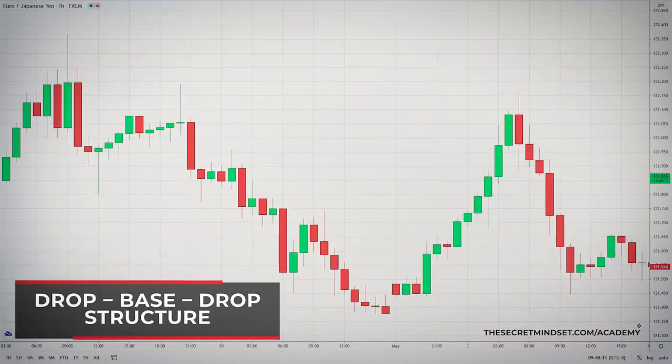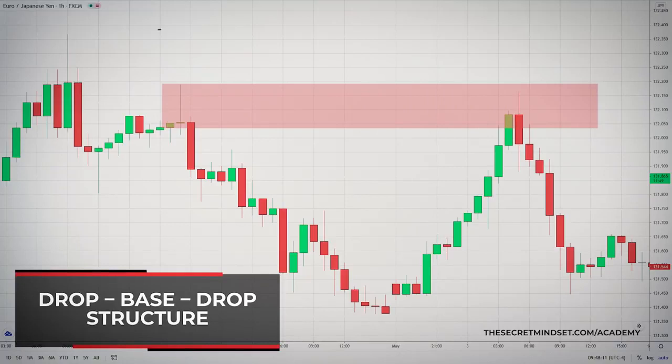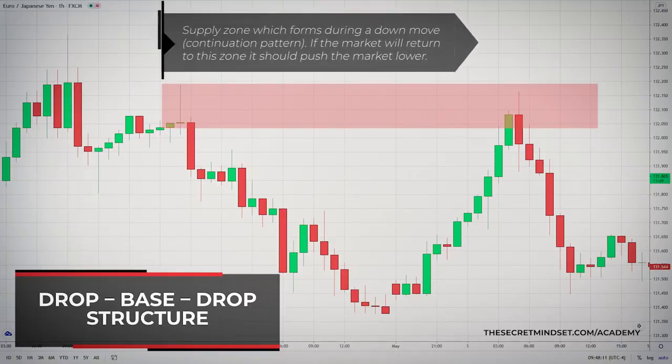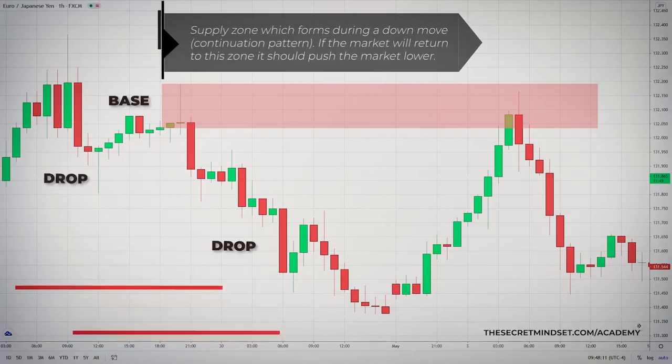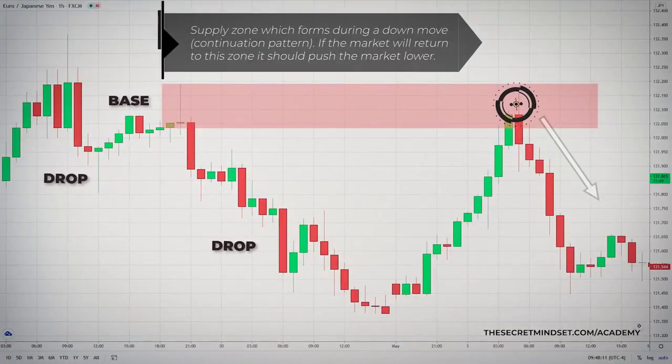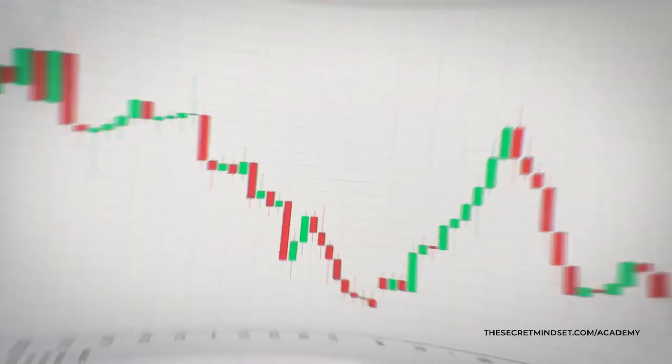The drop base drop is the exact opposite of the rally base rally, with the one similarity being they both form during trending movements. A drop base drop will always form a supply zone, a zone which, if the market returns to, should push the price back in the direction of the movement that created the zone. In this example, a drop lower created a supply zone, so if the market returns to this zone, it should push the market lower.